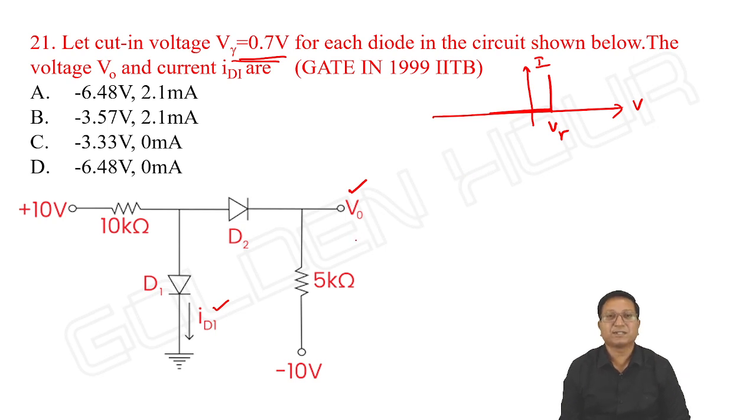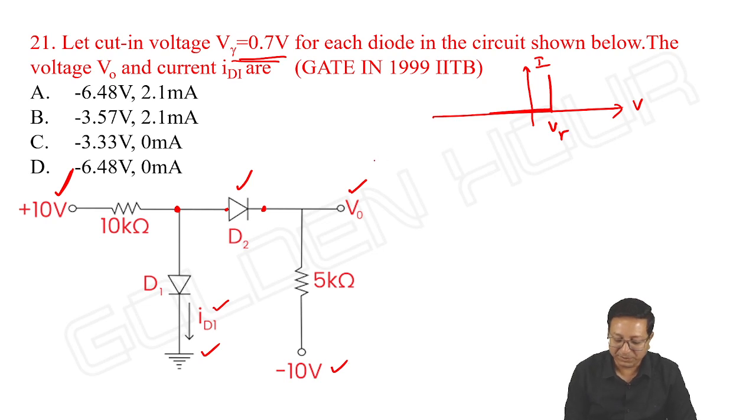Let us have a look at the status of the diodes D1 and D2. If you see the diode D1, its anode is going to 10 volts and its cathode is going towards ground potential. It looks like D1 is conducting. And D2 also, if you observe the anode of D2, it is going to 10 volts and its cathode is going towards minus 10 volts. D2 is also conducting. Assume D1 and D2 are conducting.